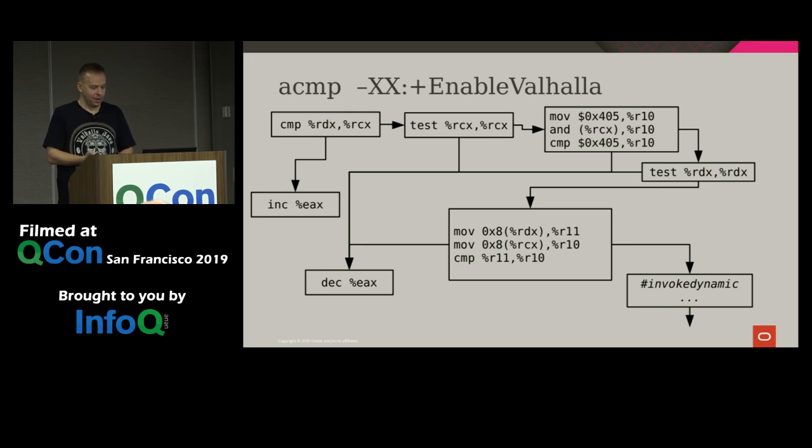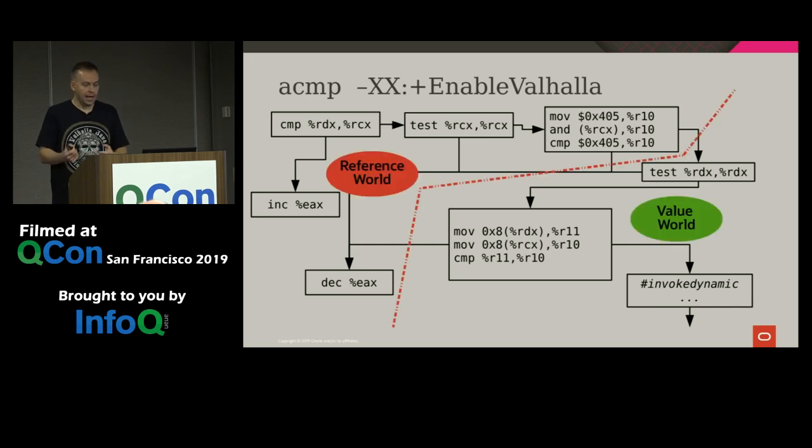A little bit more complicated, and even it's not the whole code. Because on the right bottom corner, you could see invokedynamic, which should invoke the substitutability check for inline types. And also there is a bunch of code there. And there is a difference.